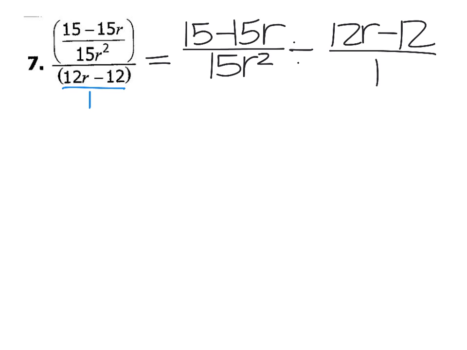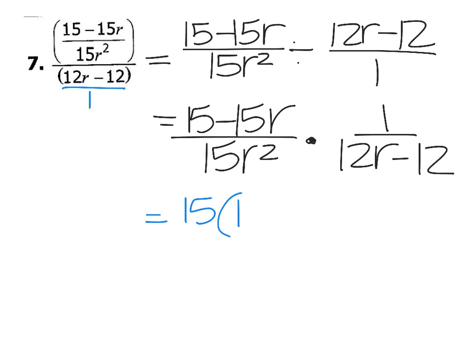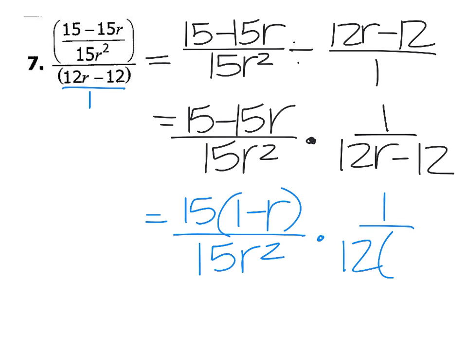So copy, change, change. Copy the first one, 15 minus 15r over 15r squared. Change to multiplication, flip the second rational expression. Now, factor out what we can factor out. On top here, we can factor out a 15, so we get 15 times 1 minus r, and then we've got 15r squared here, times 1 over, factor out a 12, and we've got r minus 1 here.